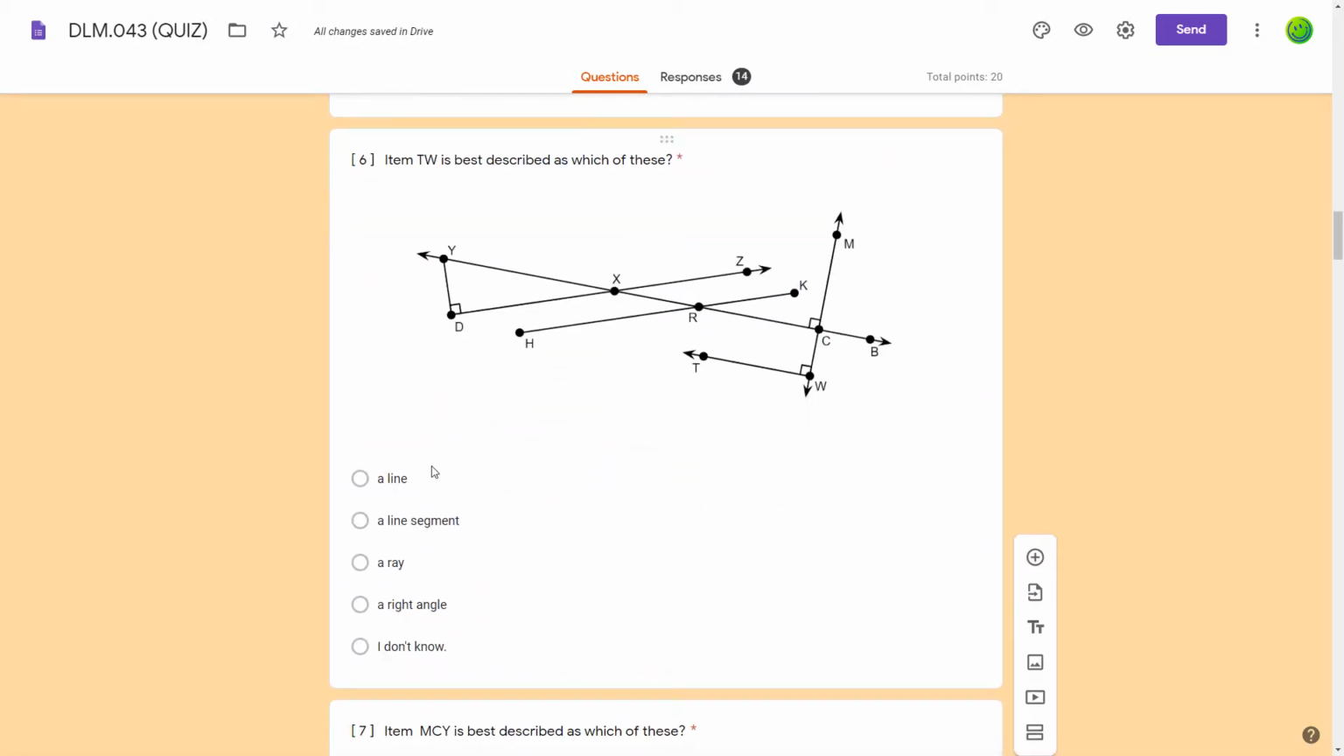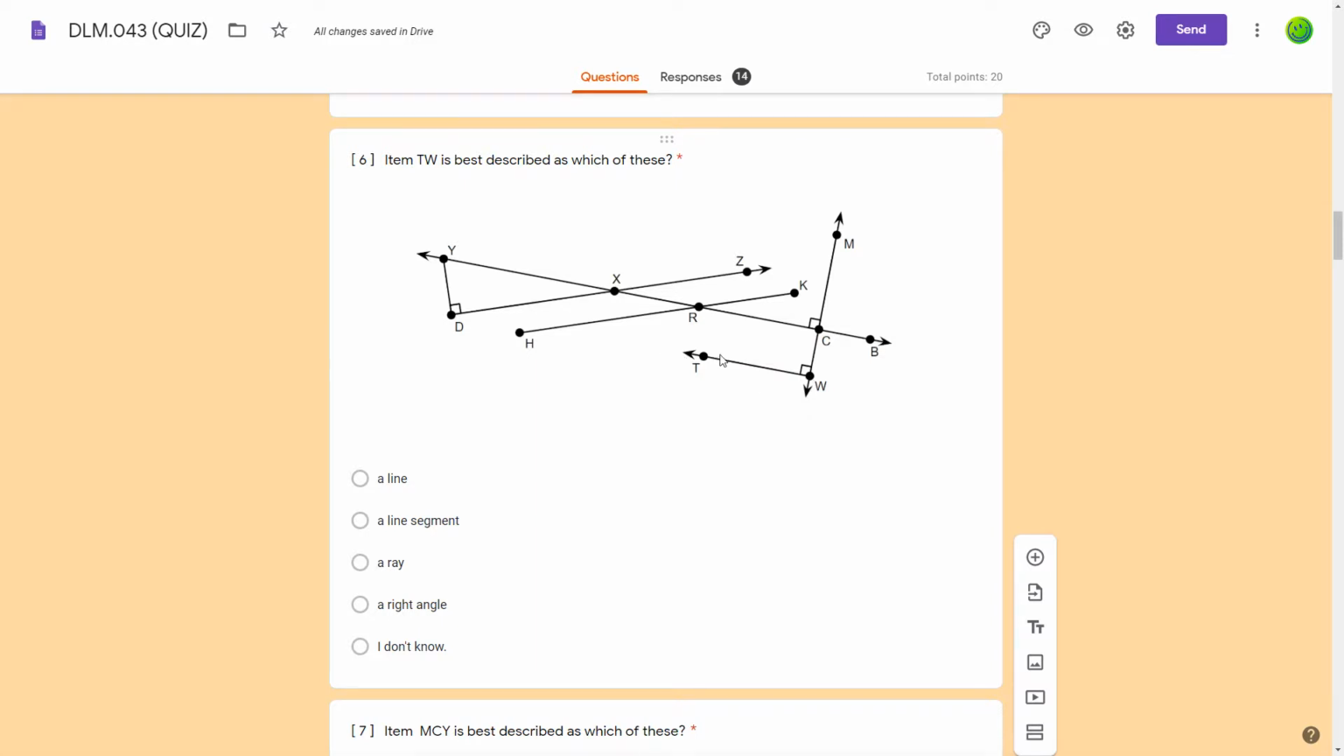Number six, TW. That's not an angle. Let's find TW. So T there, and W is there. They're just saying, just look at this point here, and just look at this point here, and then connect those two, and what do you have? You have a ray. And you may say, well, what about this little arrow here? Should I focus on that or not? Well, no, because that was part of this line here. You ignore that.